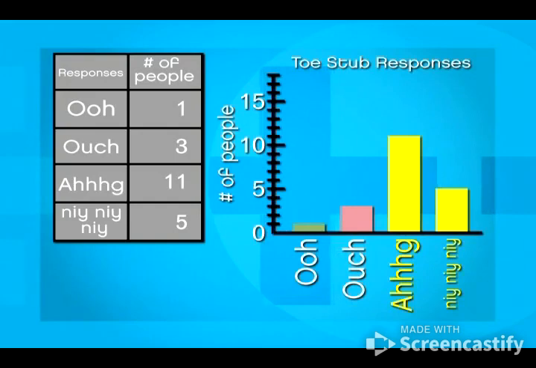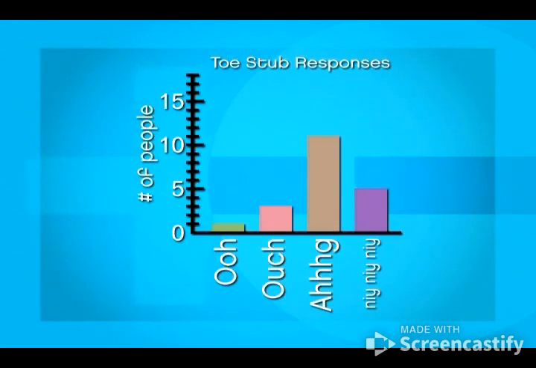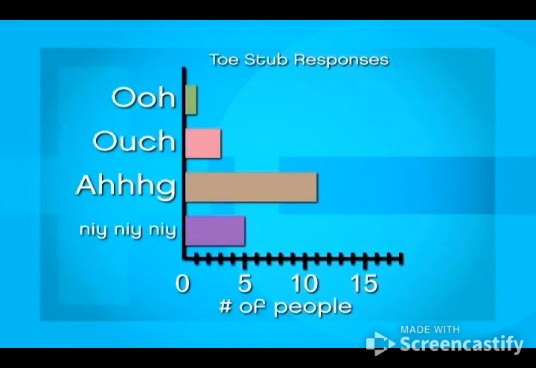People say "Ah!" after stubbing their toe a bit over twice as much as they say "Ouch!" and almost none of them say "Ooh!" The bars in bar graphs usually run vertically, like this one, but there's no rule saying they can't run horizontally, like so. It's all the same.